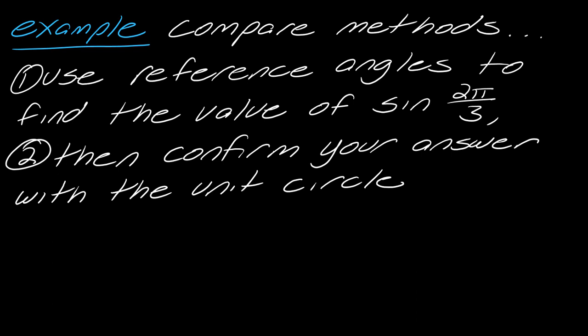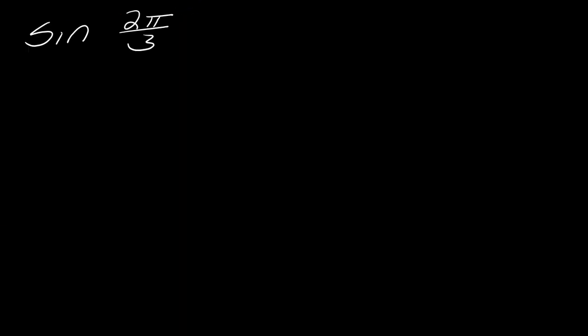So I want to compare methods, because prior to using the unit circle, we were using reference angles. So we're going to compare methods. Let's use reference angles to find the value of sine of 2 pi over 3, and then let's confirm our answer using the unit circle. Okay, so sine of 2 pi over 3.